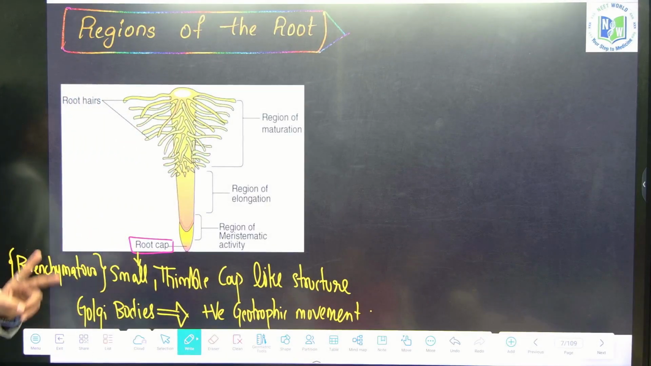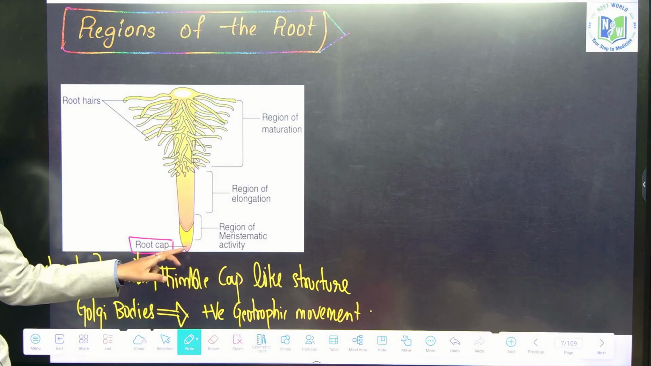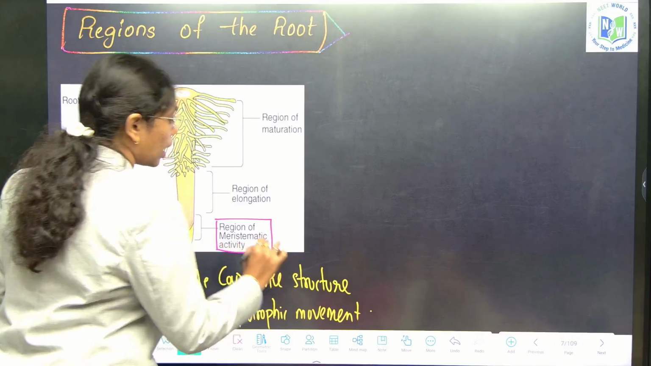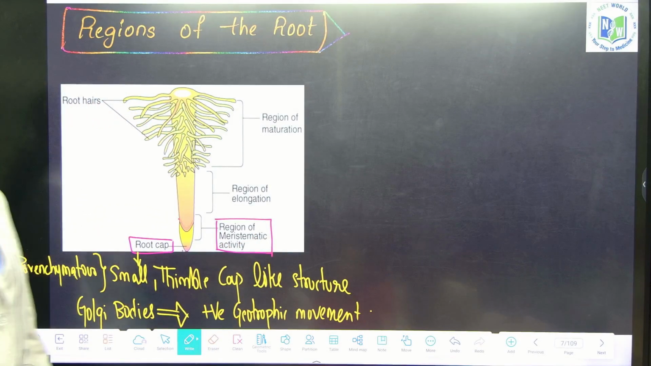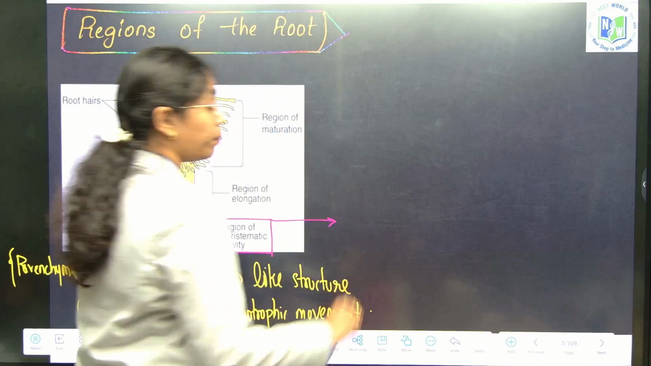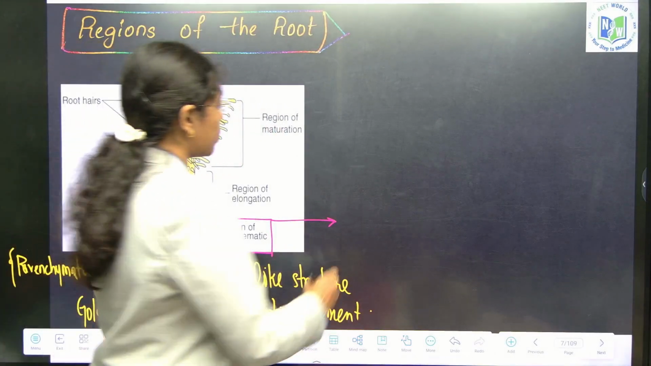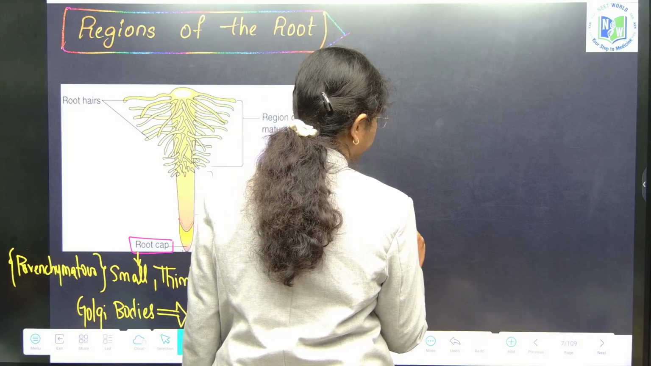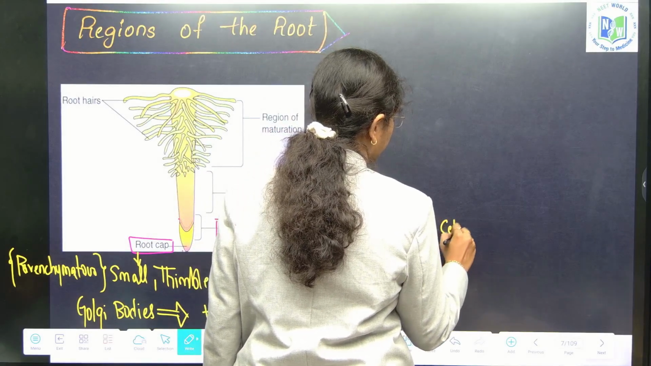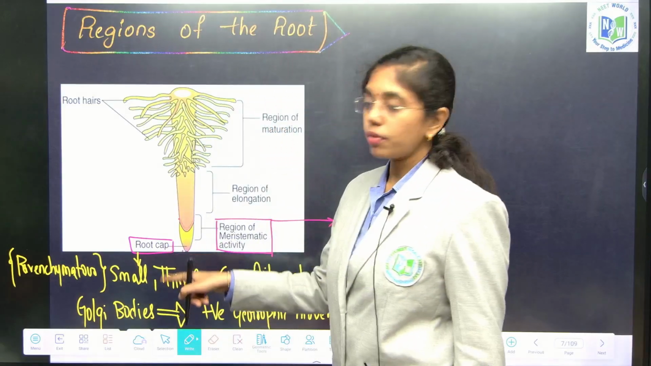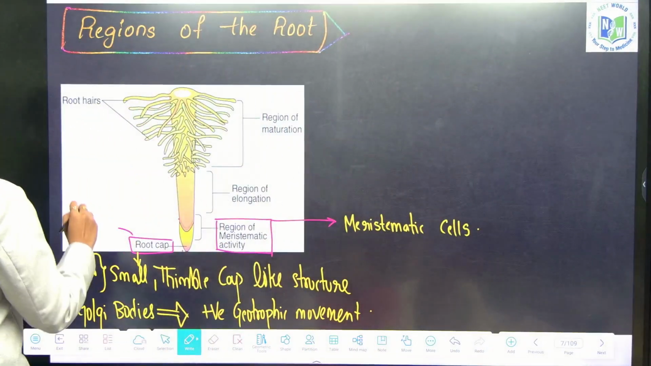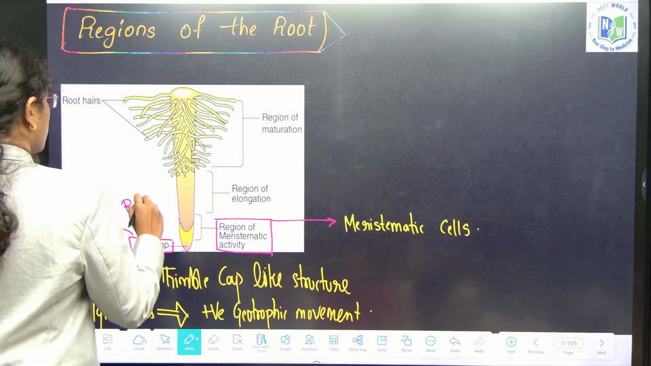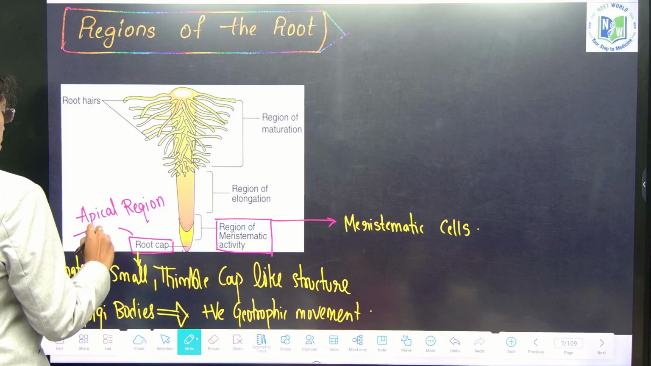Remember two terms, proximal and distal. Proximal to the root cap region is the region of meristematic activity. In the region of meristematic activity, it is very important to know what type of cells are present. Meristematic cells. And root cap is at which region? Apical region of the root, or terminal region.